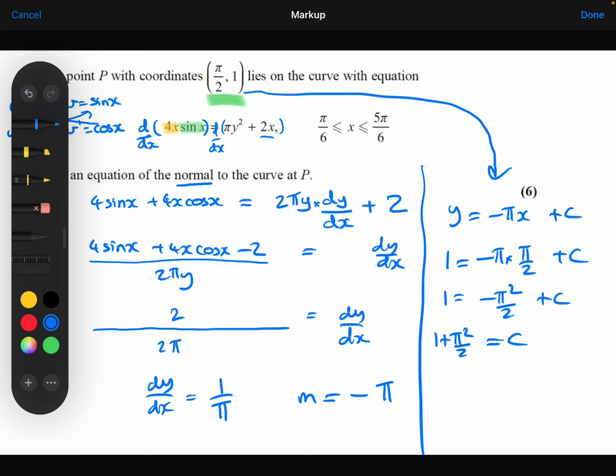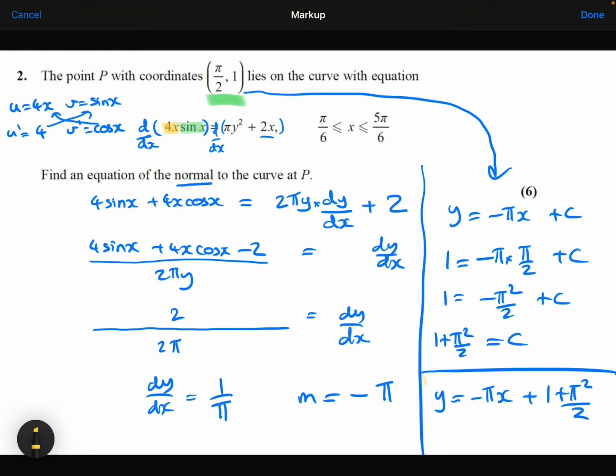I find that that is my y-intercept, and therefore the equation of my normal is y equals minus pi x plus 1 plus pi squared over 2. And I'm probably going to leave my answer exactly like that. It doesn't say I have to write it in any other way, so I think that is perfectly fine for leaving my answer.